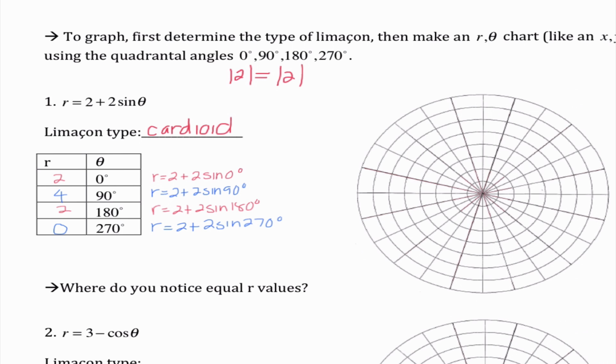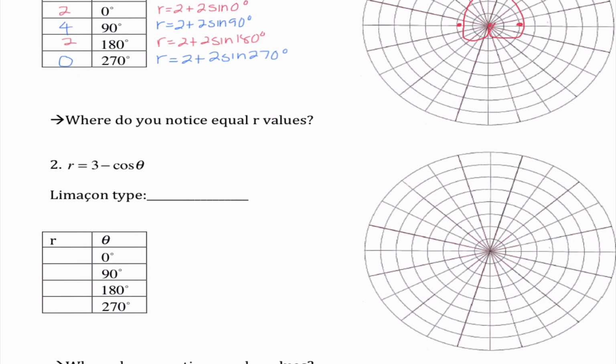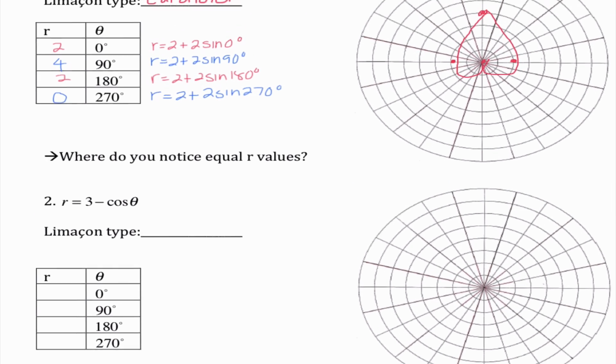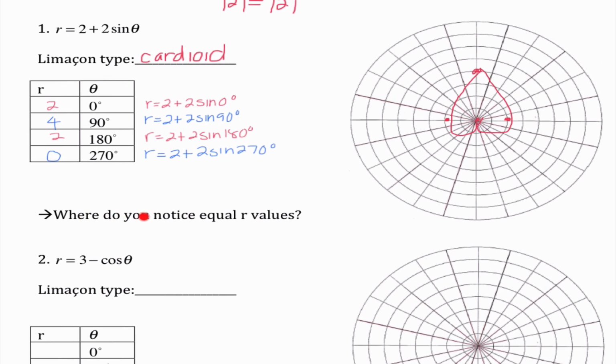So I'm going to plot 2, 0, 4, 90 degrees, 2, 180, and then 0, 270. Since we said this is a cardioid, that means that it is going to look like a heart. Now, I want to point out a cardioid is always going to have a point that is at the pole. And the question I have for you guys, where do you notice equal r values?